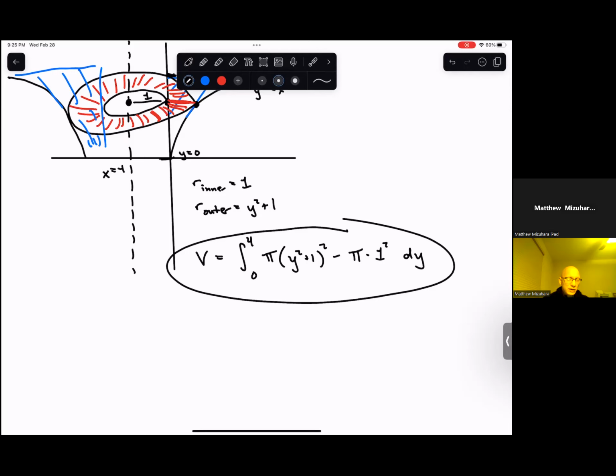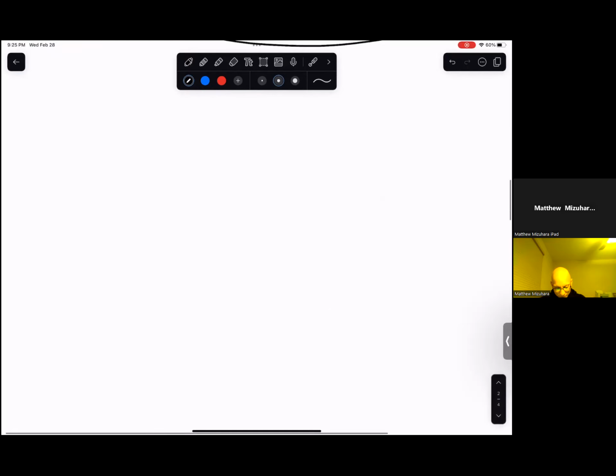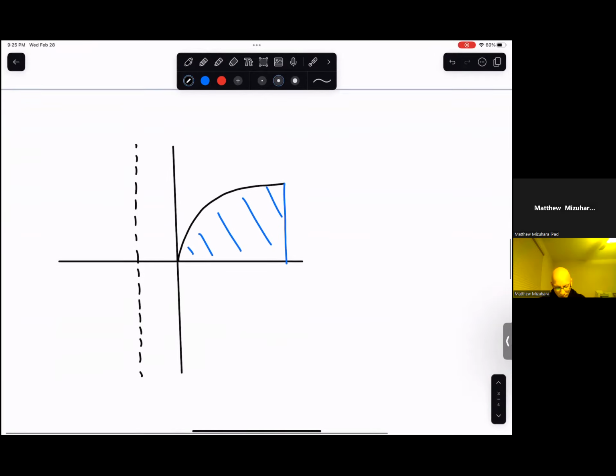Set up. And we can evaluate this, of course, by doing some sort of expansion, right? Distribute the first term and just start calculating stuff. But okay, we don't have to go through that. Last one. Okay, last one.